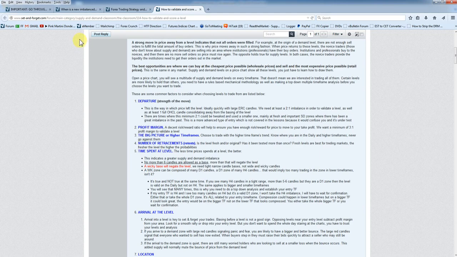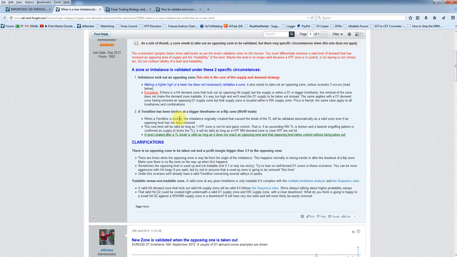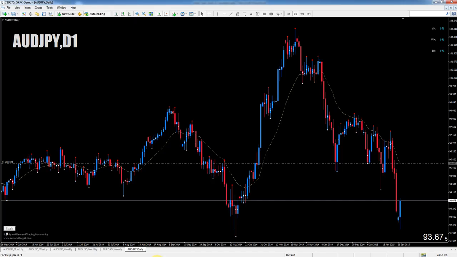We are talking about the lesson where we confirm when an imbalance, a potential imbalance, becomes supply or demand. They become supply or demand if and only if it takes out an opposing zone in the same time frame where it's been detected, or it breaks a trend line in the same time frame where it's been detected or located. So let's take a look at the charts.